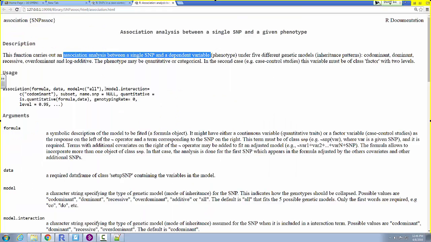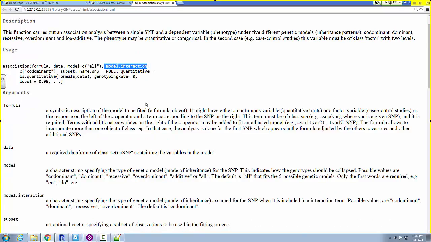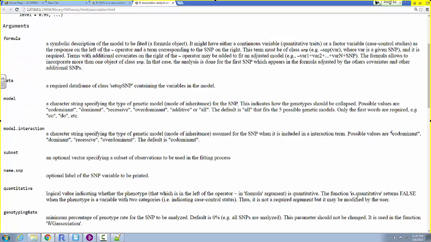So this model.interaction argument is where we specify how we want to represent the genotypes. Possible values are codominant, dominant, recessive, overdominant. The default is codominant.